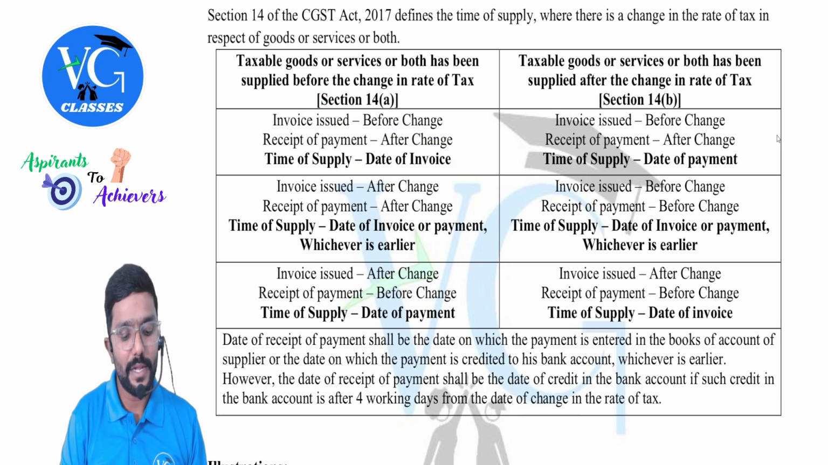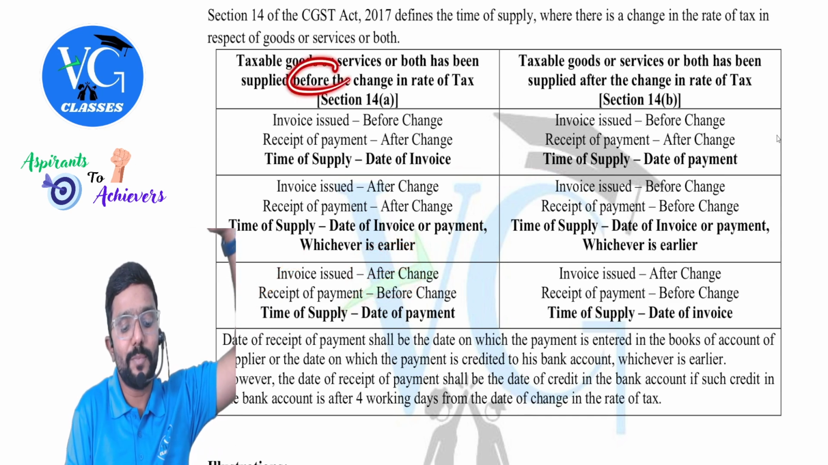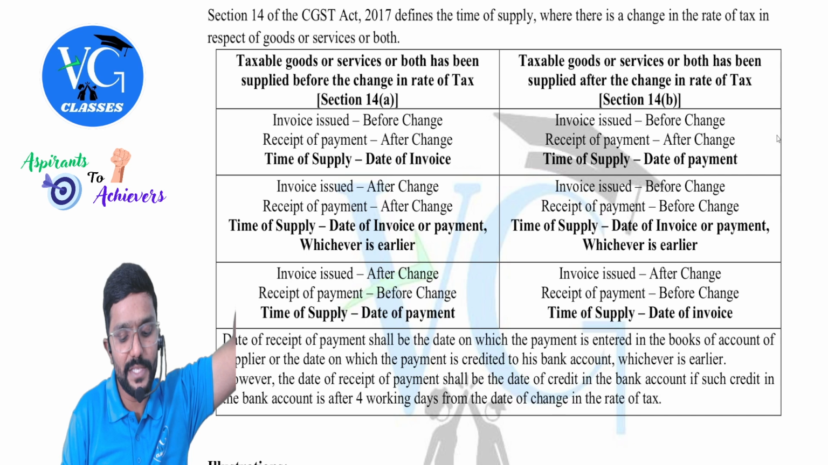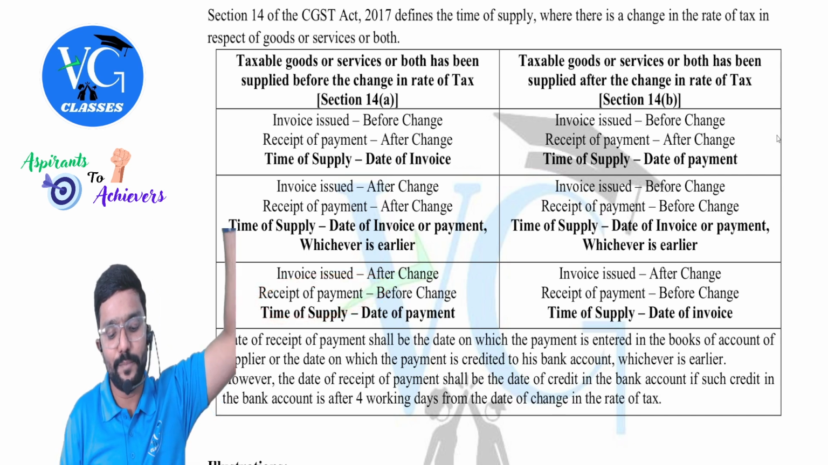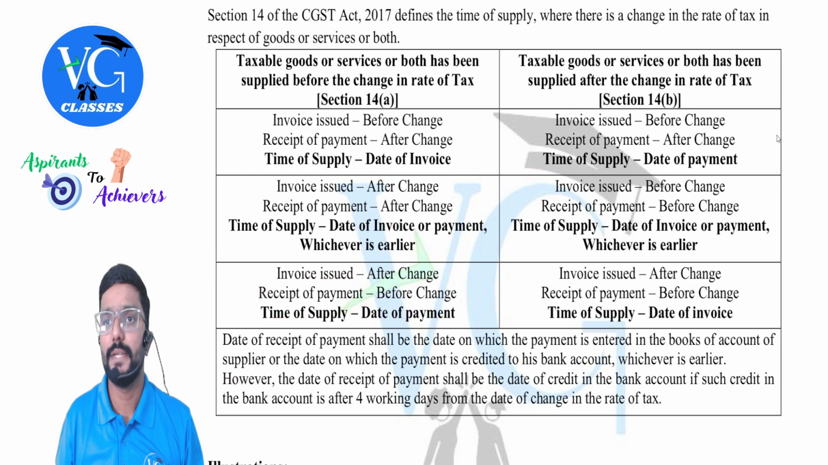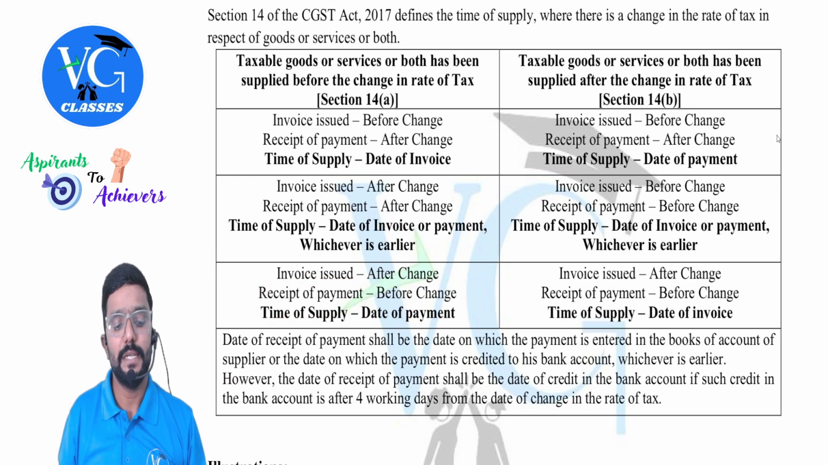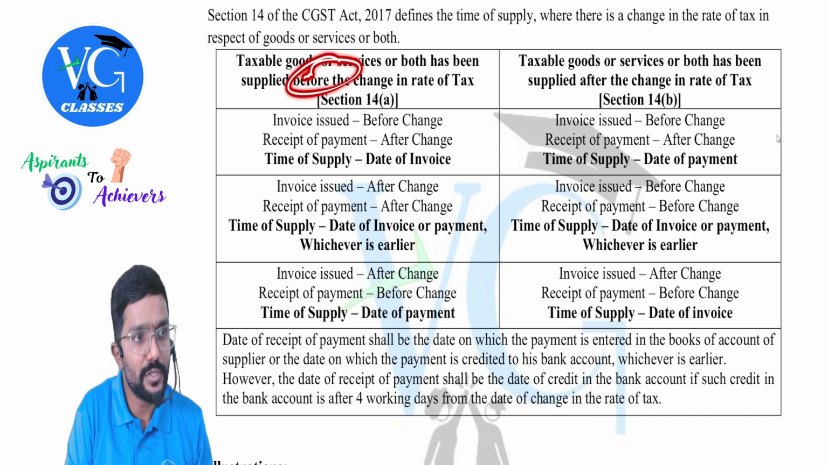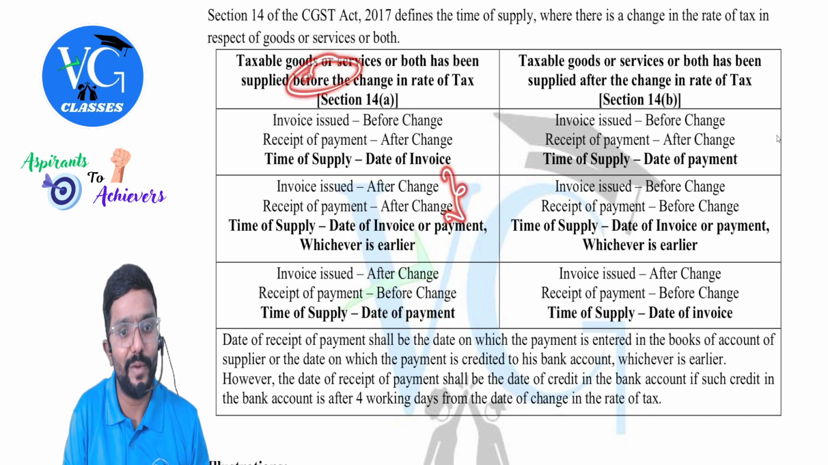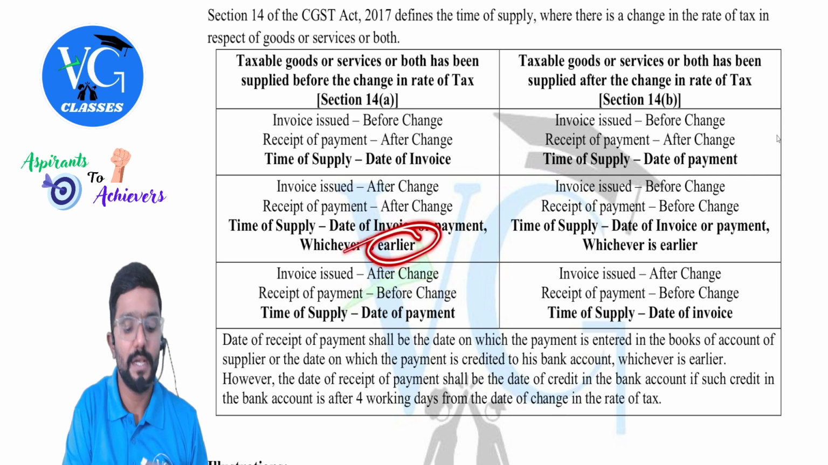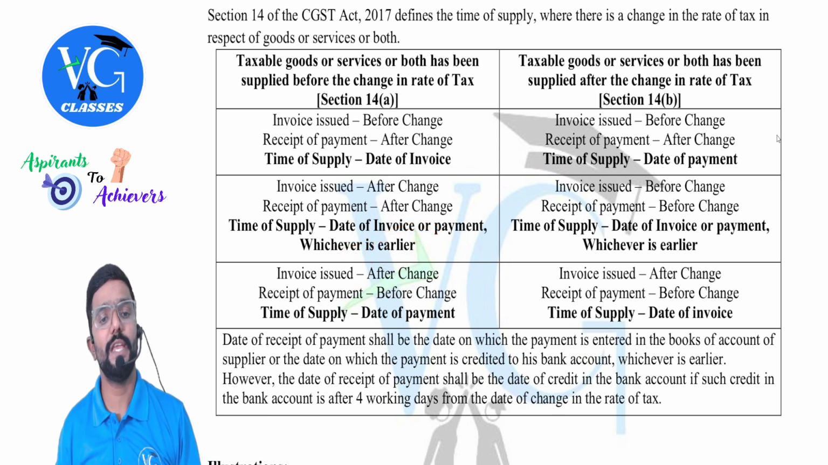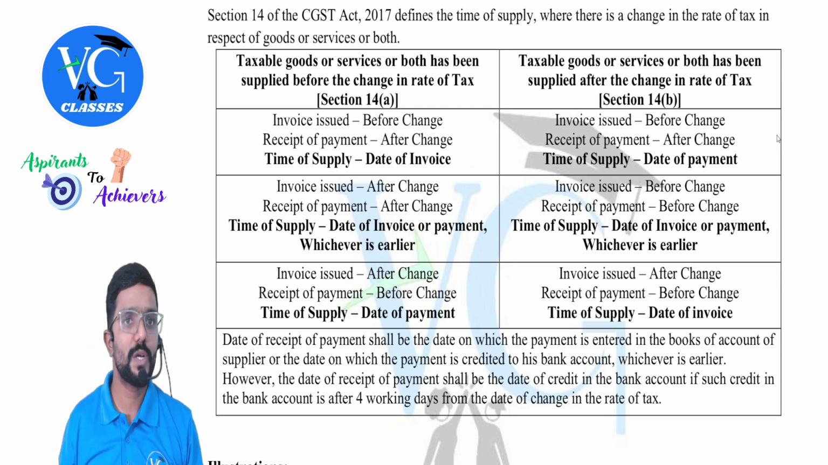Next. Sir, I will go to the last scenario. You can observe here. Invoice is after the change, but payment is before the change. Supply is before. Which is on the supply side? Payment. So what is the time of supply? Date of payment. Now, supply is before the change, but both are after the change, sir. Middle one. Both are after the change. What should I take? Whichever is earlier, that is date of invoice or date of payment. Got it?